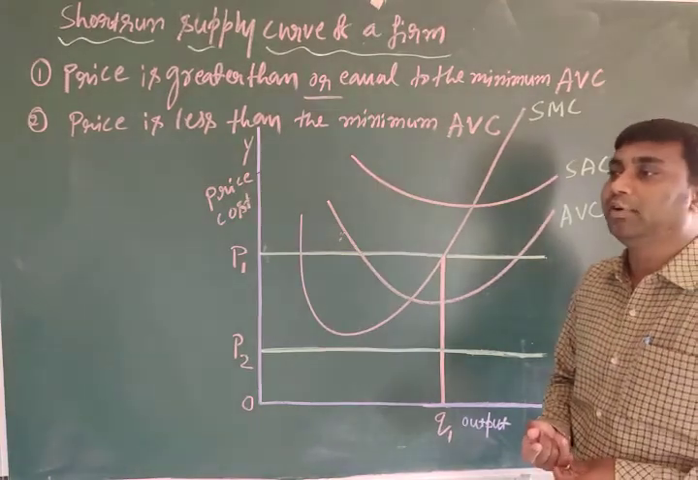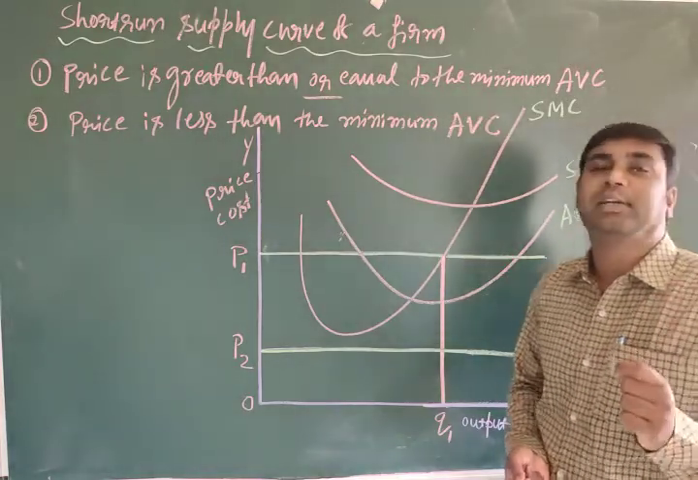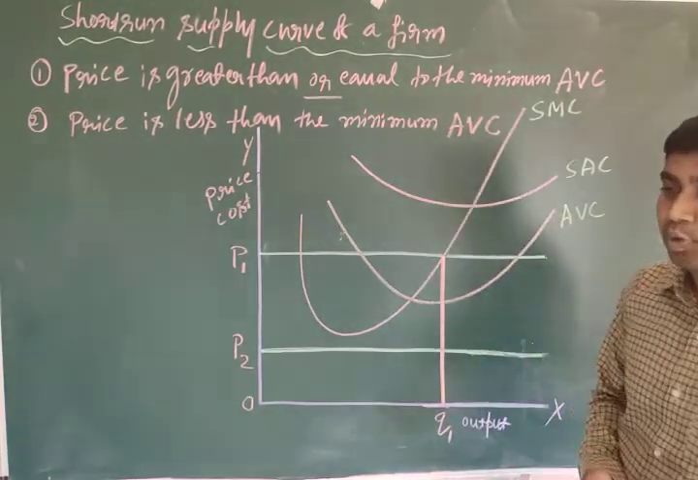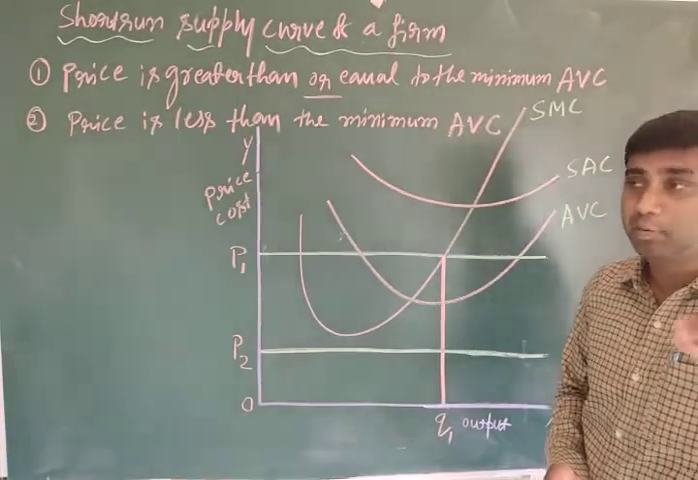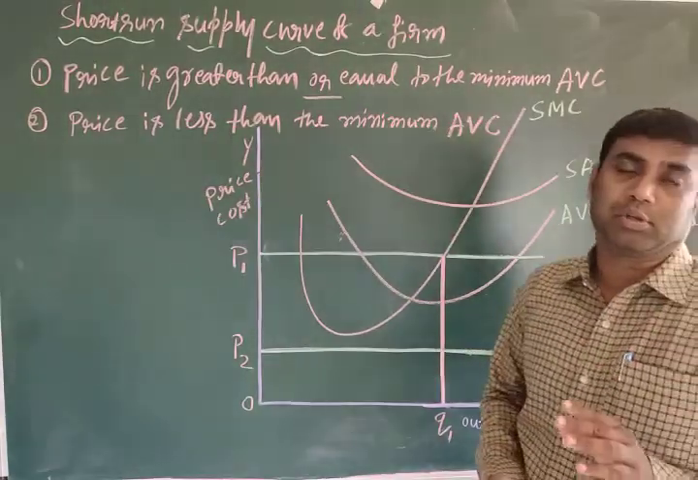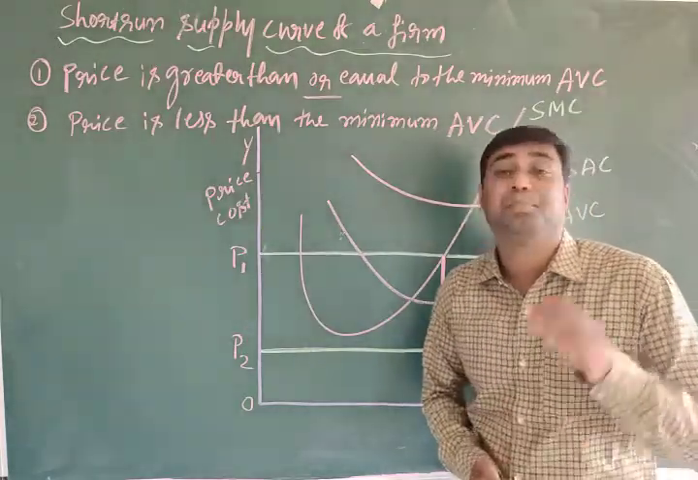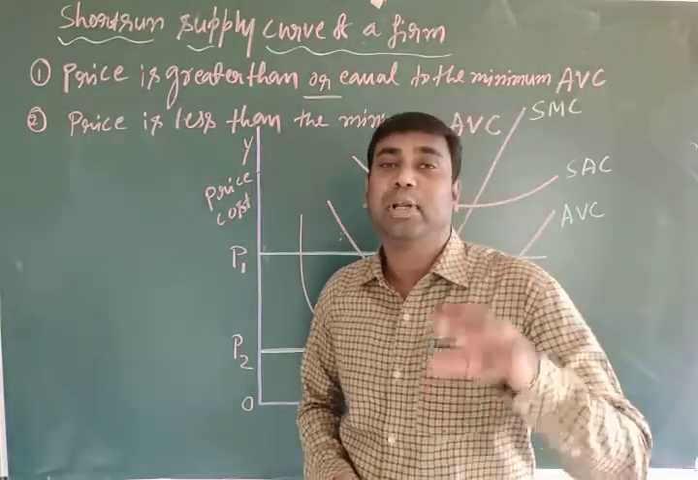The supply curve of a firm shows the levels of output that a firm produces at different levels of price. In the previous class I explained that. The supply curve of a firm shows the levels of output that a firm produces at different levels of price.